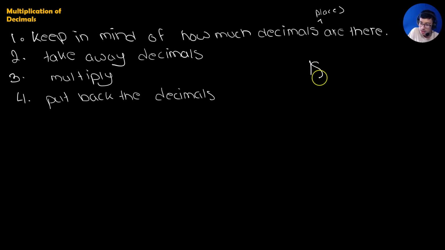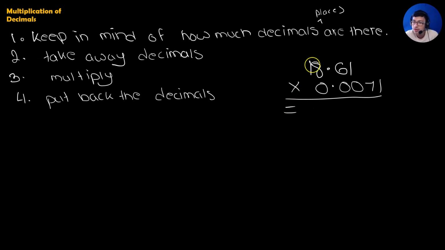So 18.61 times 0.0071. Now let's multiply. We know that 2 of our numbers have decimal places, and the first one has 2 and the second one has 4. 2 plus 4, 6. So they have 6 decimal places in total. So now we can take them out, and then we will just simply multiply.